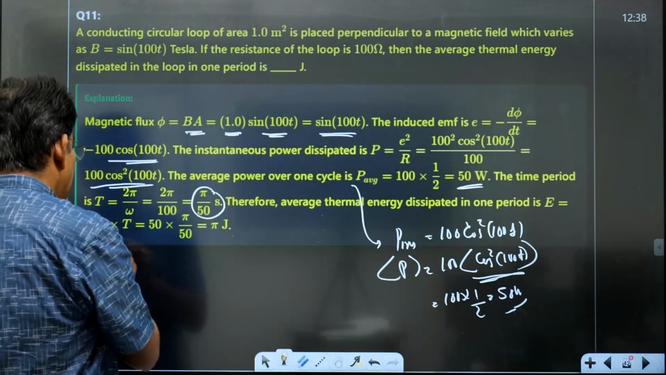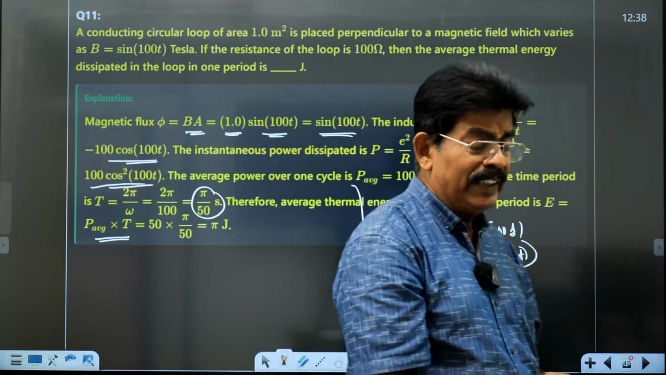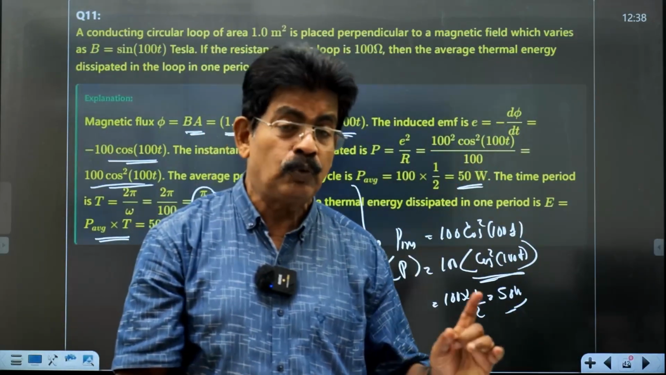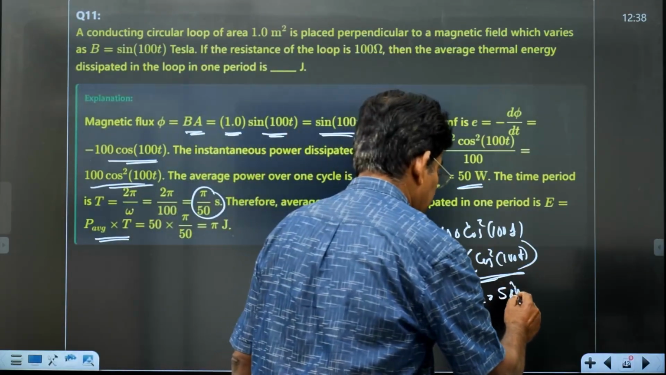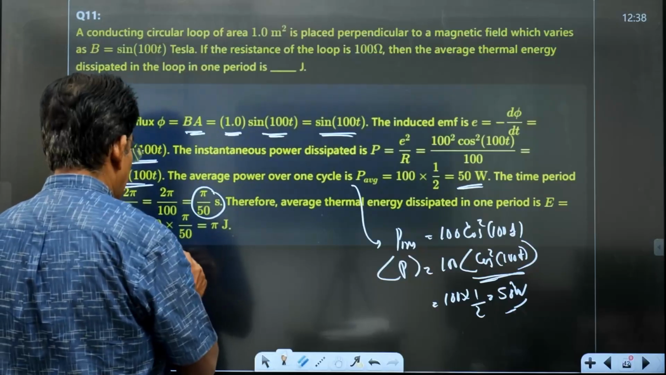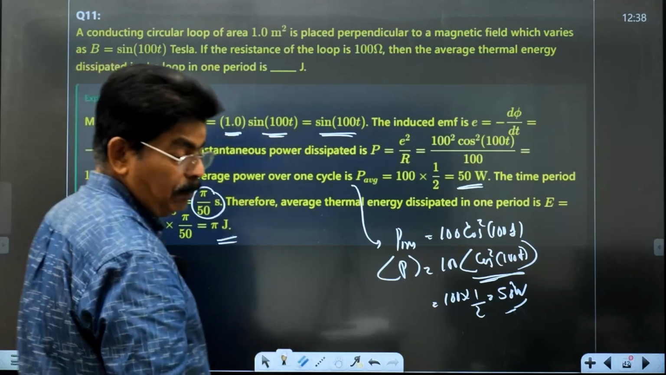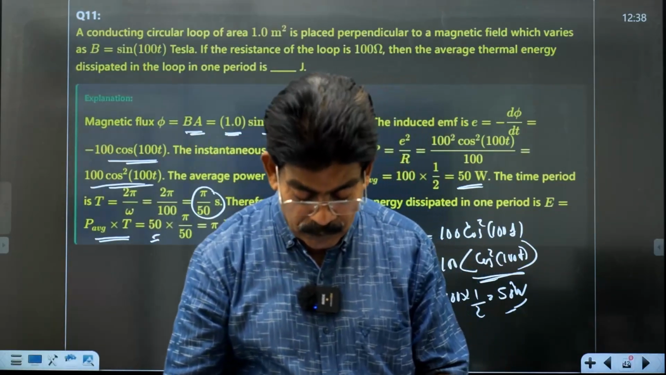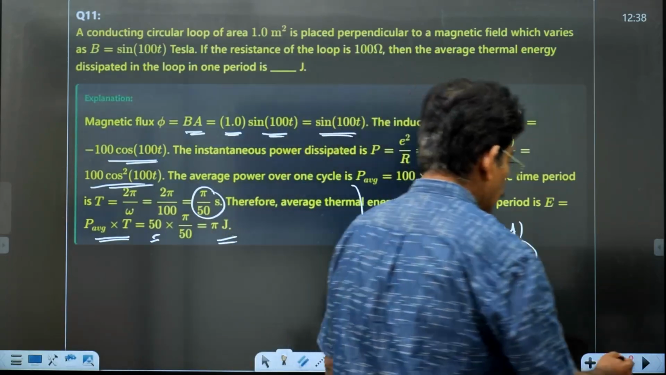And average power into time period will be the heat liberated. I have to calculate average heat liberated. That is average power into time, where time is 1 period. Average power we got is 50 watts. So it will be 50 into time, which is pi by 50. The 50 gets cancelled. It is coming to be pi joules. So your answer is option 4. Okay.